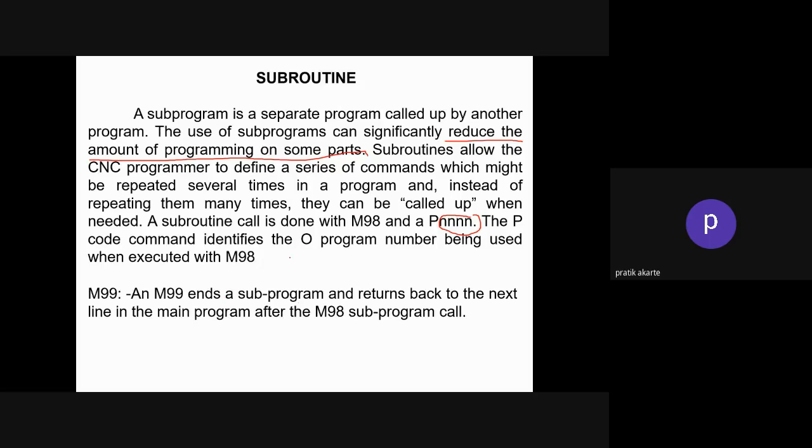M99 ends the subprogram. Since we are using M98, you can guess M98 is the modal command. You have to cancel it with M99. So M99 ends the subprogram and returns back to the next line in the main program. Let us say these are the lines of the main program, and from this line you are calling your subprogram. So this is your subprogram, and once it ends, you give the command M99. Your controller will jump to the next line of the main program.